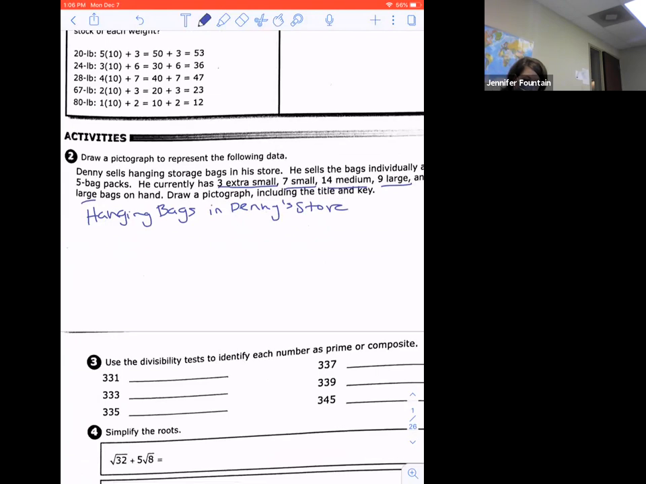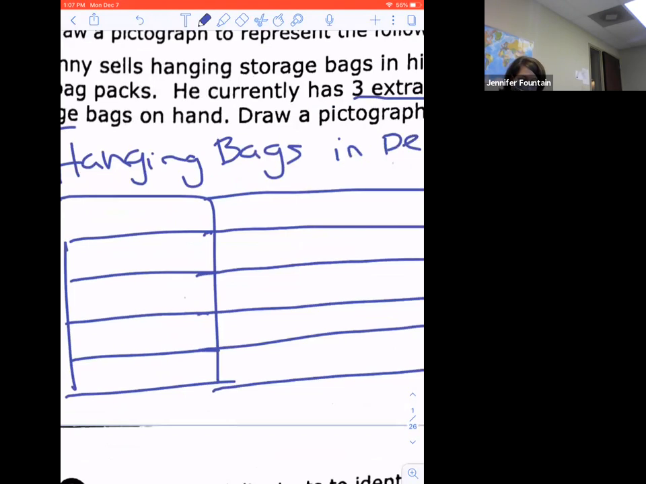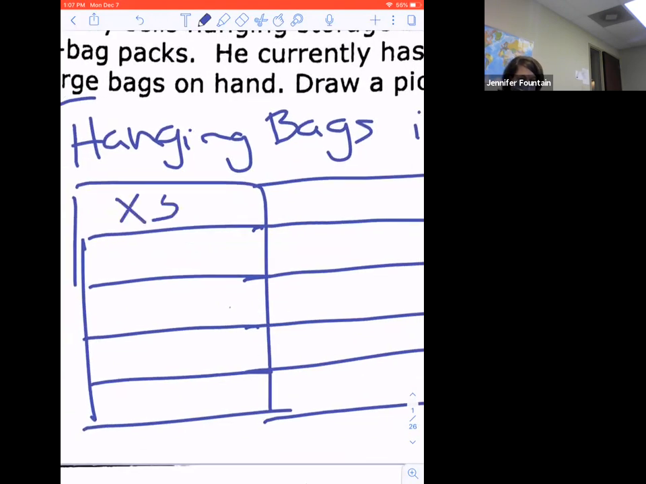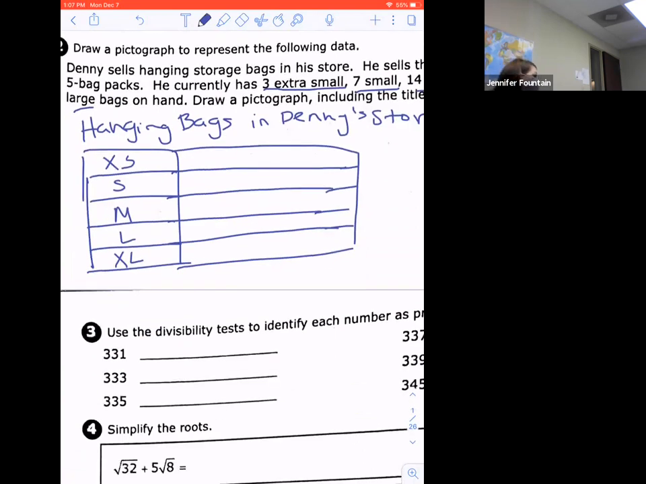So when I draw my graph, I know I'm doing 1, 2, 3, 4, 5. So we know we said we've got extra small, small, medium, large, extra large. All right, so we're comparing hanging storage bags. I don't have a clue what a hanging storage bag necessarily looks like. But what we've got to do is have a symbol. I think I'll just do my single so it looks like that.